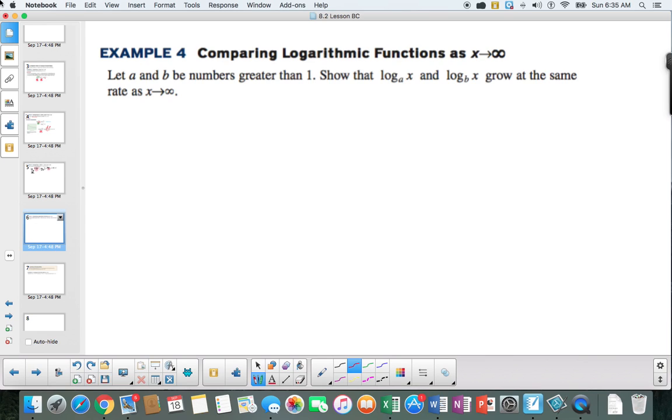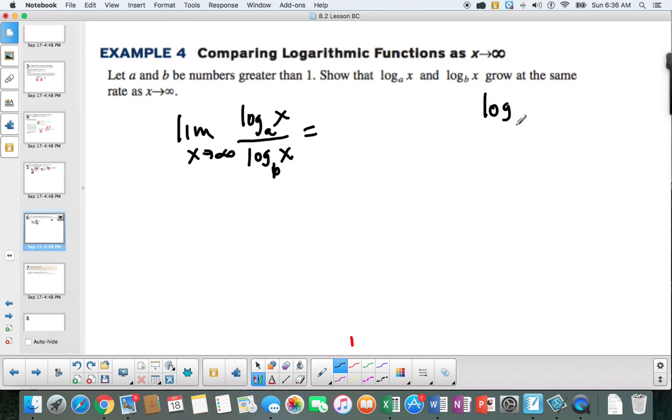All right, we want to compare two logarithms. Let a and b be numbers greater than 1, and we want to show that they grow at the same rate. So I'm going to go ahead and start here, the limit as x approaches infinity of log base a of x over log base b of x. And we want to see that they grow at the same rate.